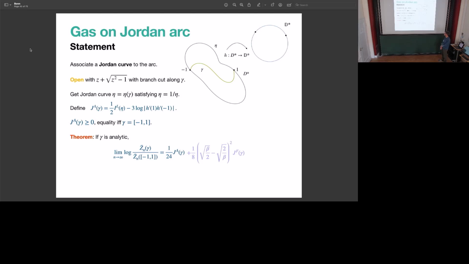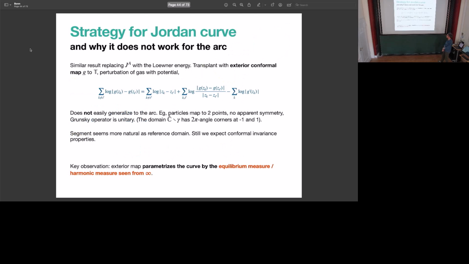Okay. So let me talk a little bit about the proof, or what sort of goes into this. And maybe the first step is to explain what doesn't work.